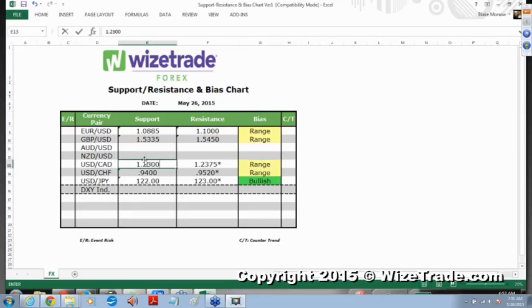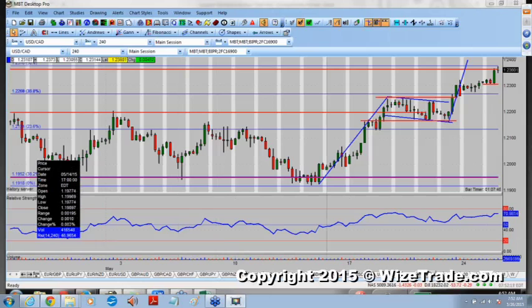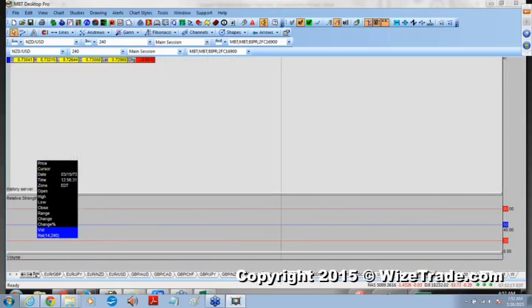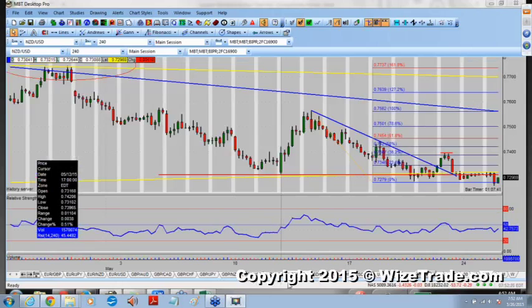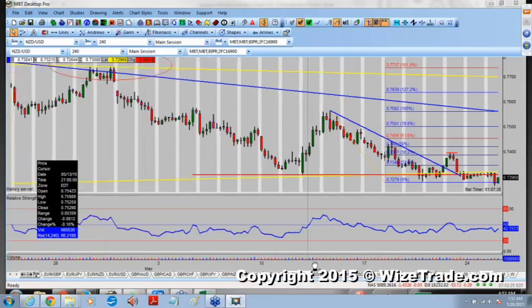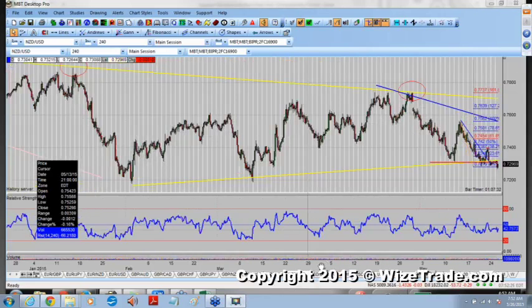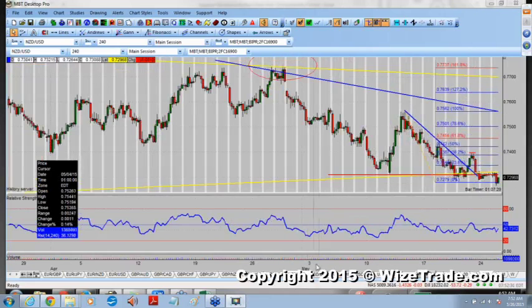Okay. All right. Let's take a look at the kiwi. So the kiwi, oh, we're pretty well off the lows. 72.64. That's going to be some support we're going to have to pay attention to.